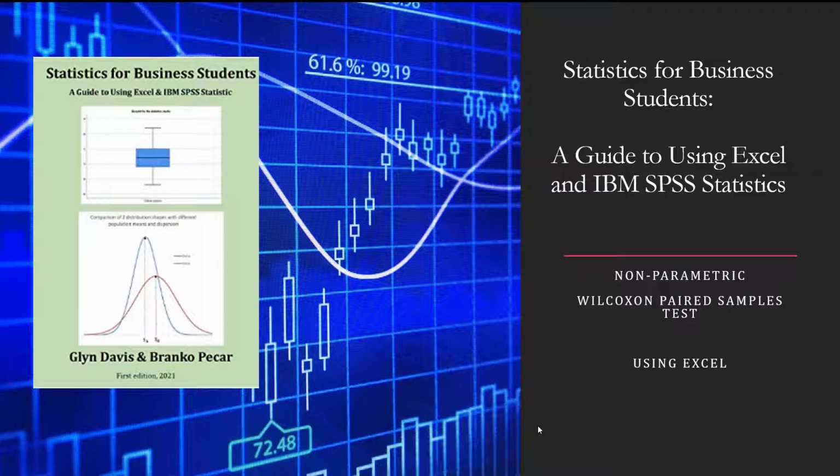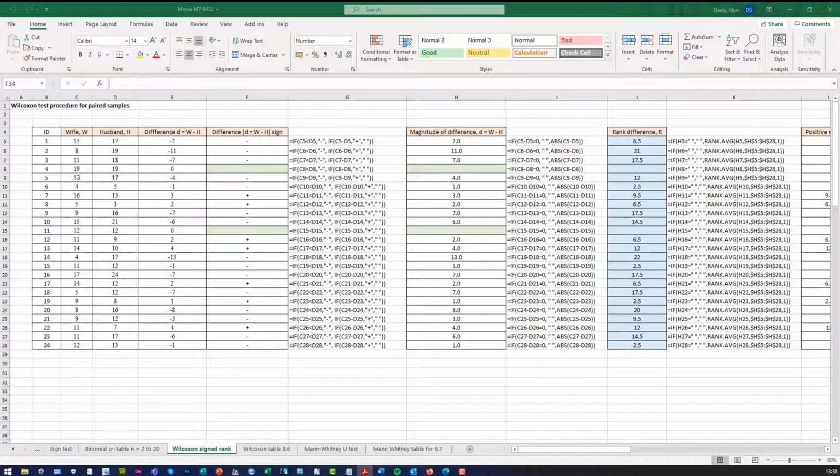Welcome to today's movie. In today's movie, we're going to look at the non-parametric Wilcoxon paired samples test, or signed rank test. And in this particular movie, we're going to use Excel to solve a particular problem. And if we go to Excel, you'll see that we're looking at example 8.6 from the book.